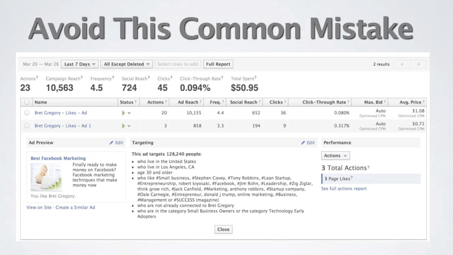It all sounds good. It all sounds logical, but here were the results. We spent $51 and got 3 likes. That's $17 a like. This is the mistake. I see so many entrepreneurs make these mistakes where they say, I'm only going to advertise in my neighborhood, in my backyard, because I only want real customers to like our page.